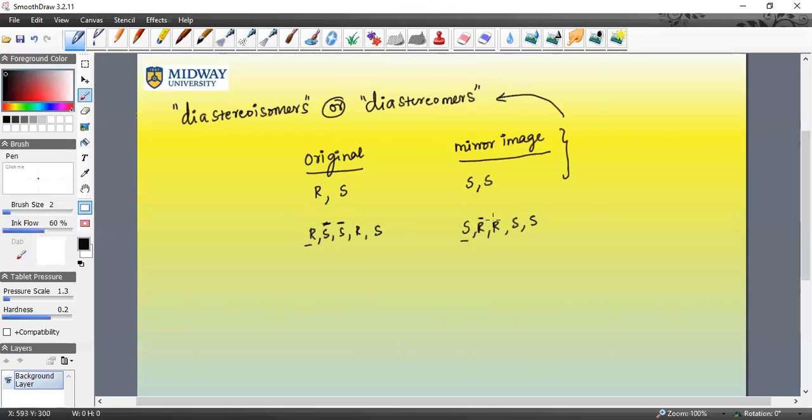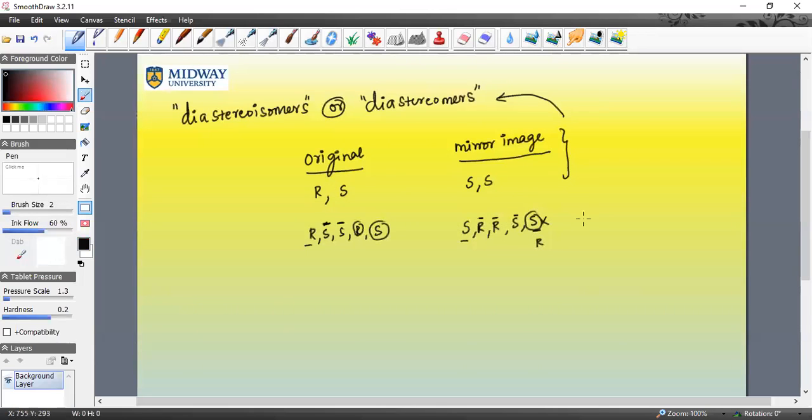This is an S. That's an R. So that's okay there. It's exact opposite. R, S. Okay, that's good there as well. This is where it fails. This should have been an R, right? But it's not. So that's the only place it fails. So this is why this is a diastereomer.